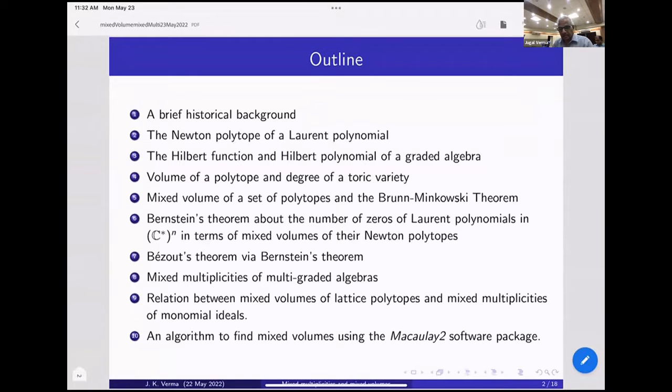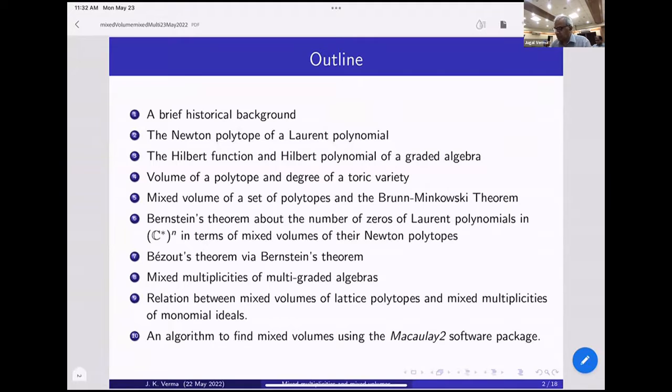All right. Okay. So the purpose of introducing these concepts is to discuss a theorem of Bernstein about number of zeros of Laurent polynomials in the complex torus in terms of mixed volumes of their Newton polytopes, and we will see that the classical theorem of Bézout is implied by this theorem of Bernstein.